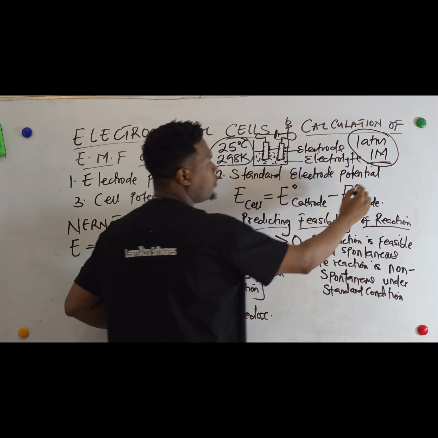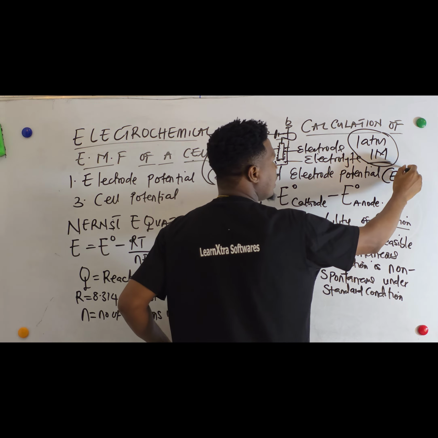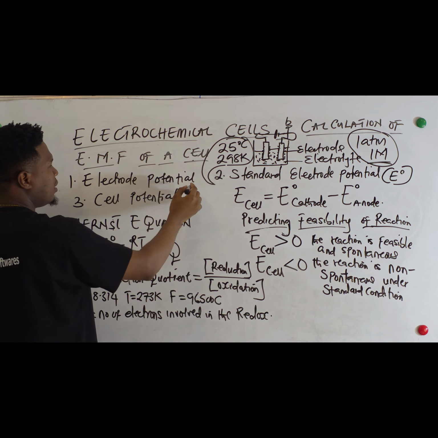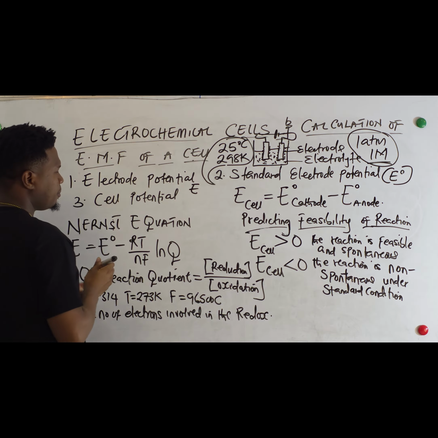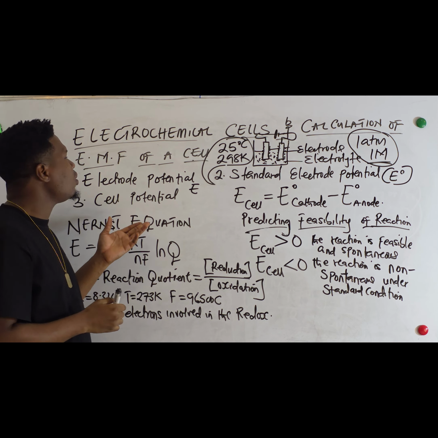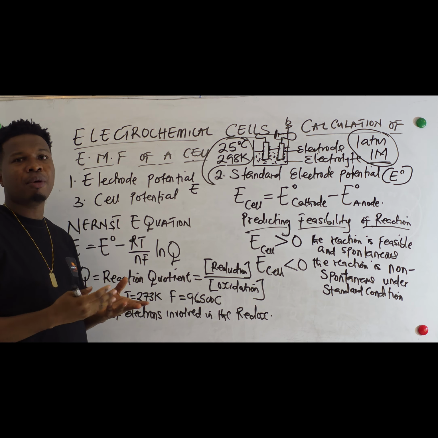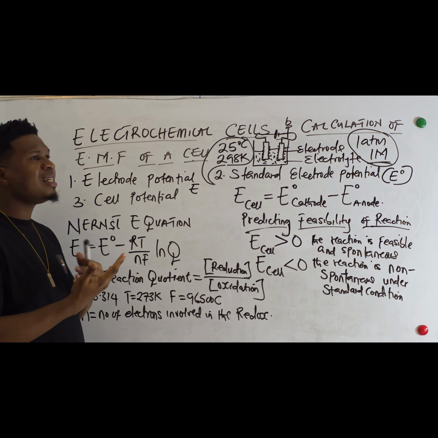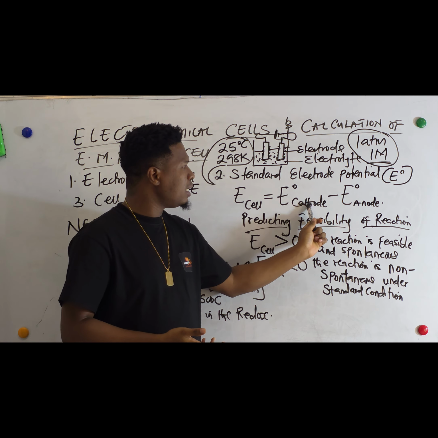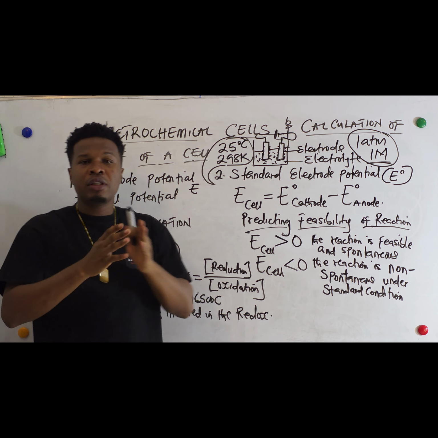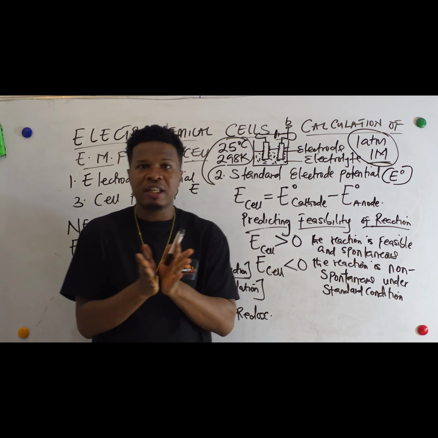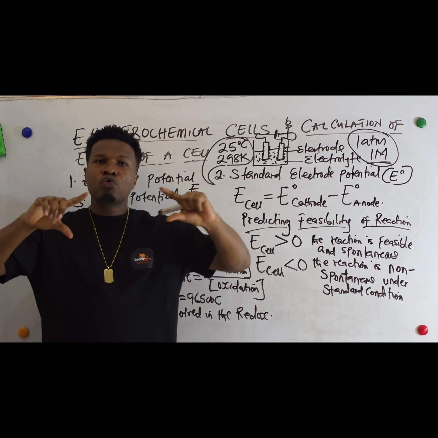And the symbol for this one is E with a naught. E naught here, okay? While the symbol for electrode potential is just E. So the cell potential is also an electrode potential, but this time around it is a potential difference between the cathode and the anode, or between the two half cells, okay? The cell potential is like a difference between the two cells.